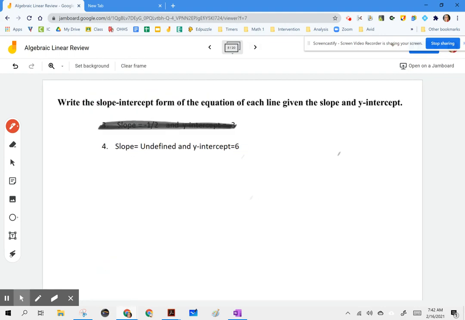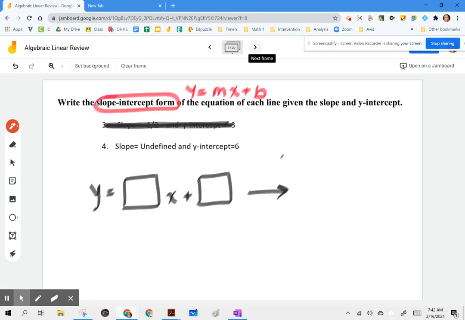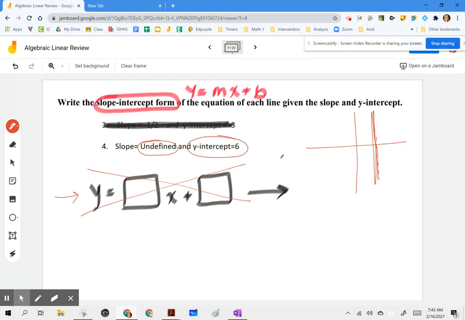So go ahead and try number 4. Okay, so number 4 is a little bit different. We can try to set it up like this, but notice what our slope is. It's undefined, which means that we have a vertical line. And so we are not going to have a diagonal line, so we are not going to be able to write it in y equals mx plus b. In fact, some vertical lines don't even have a y-intercept. The lucky part is that this y-intercept is 6.